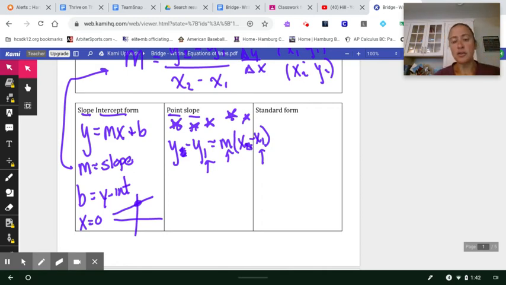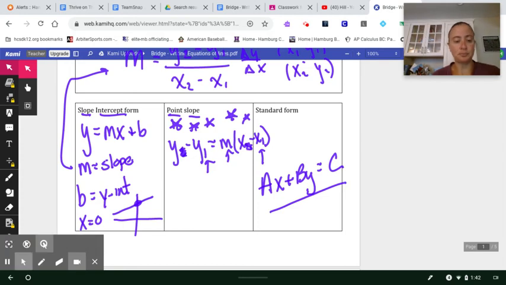And then your standard form. Your standard form is just ax plus by equals c, okay? Where a, b, and c are just some integers. And again, we don't really write it in this form. They sometimes mess around with the multiple choice and they'll put it in that form, but it's just so you're aware, it is called standard form.